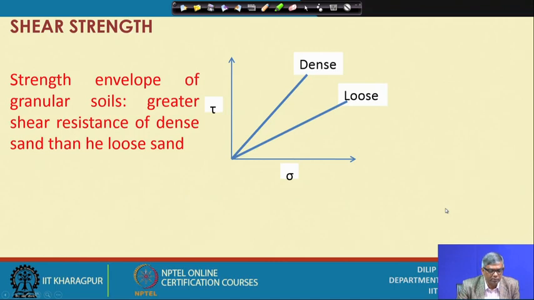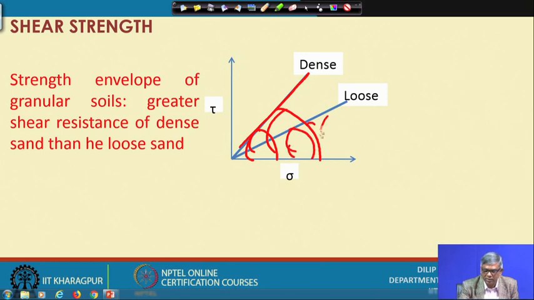And the strength envelope of granular soil: generally you can see here that when it is dense sand, the shear strength will be higher, and as a result we may have more circles like this, and the tangent to the circles will give an envelope. And when it is loose soil, if you have a particular confining pressure, it will fail at a definite value of deviator stress, and from there you can find sigma 1 and sigma 3. If you draw a number of circles, those circles may fall under this, so this is the envelope for loose sand, and this is the envelope for dense sand. So, dense sand will have higher strength.